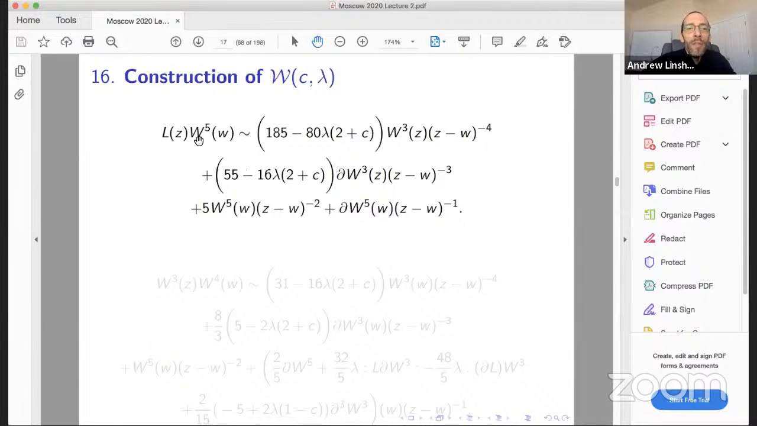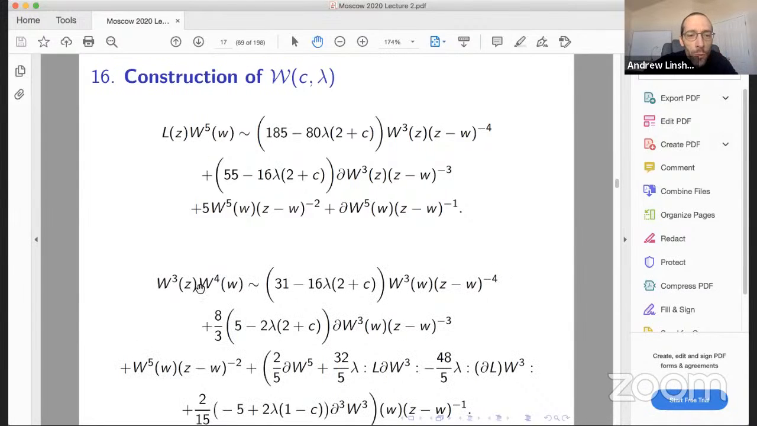So in the OPE of L with W5, the second order pole is just 5W5, because this is a Virasoro. And if you look at the OPE of W3 with W4, the second order pole is just W5 on the nose because of my definition of W5. But a bunch of these terms now have this lambda. And this is all a consequence of imposing those Jacobi identities.